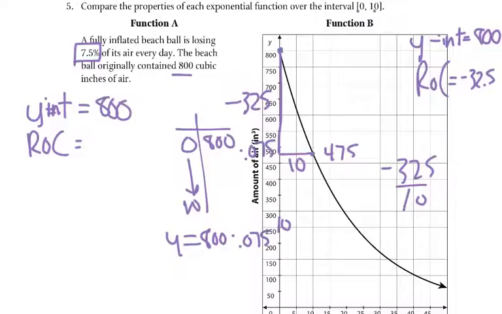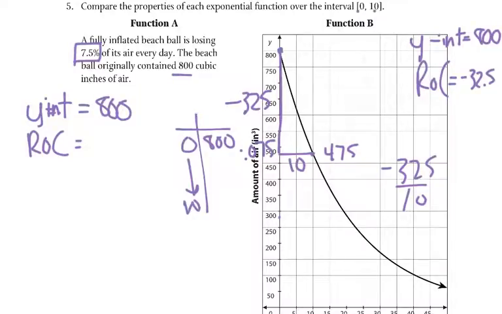Okay. That didn't really help me out because it's basically saying it's still 800. So my rate of change must be very small, but for average rate of change I need to find that value. So 800 times 0.075. Oh, we probably need to think about this differently, don't we?